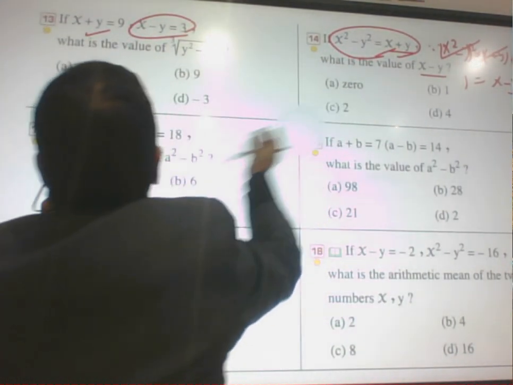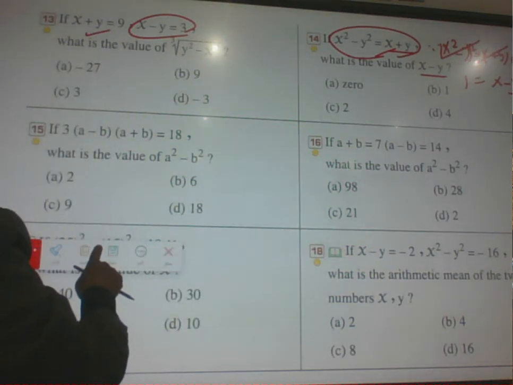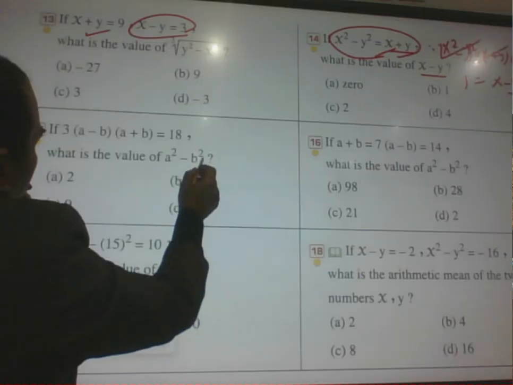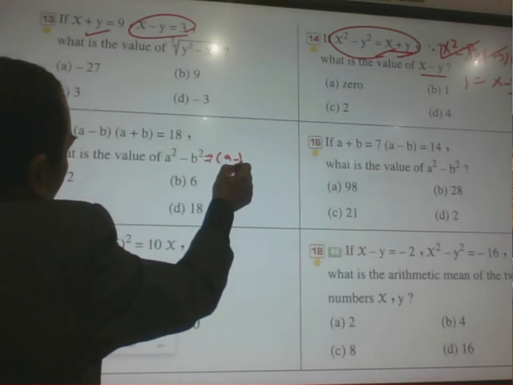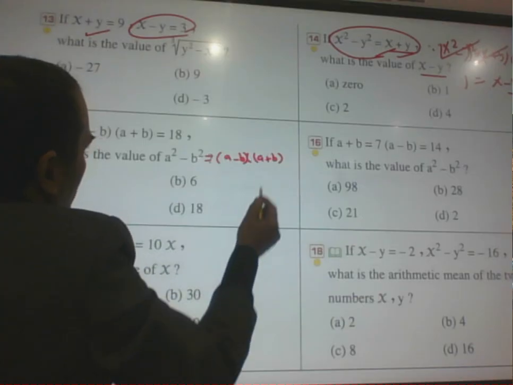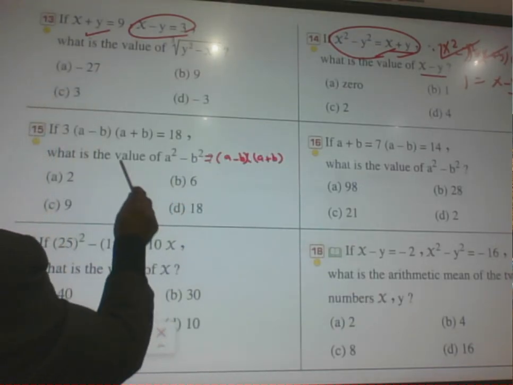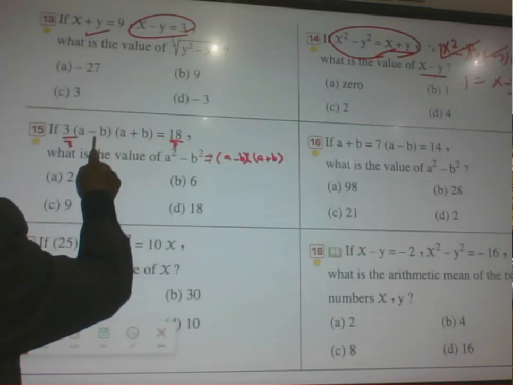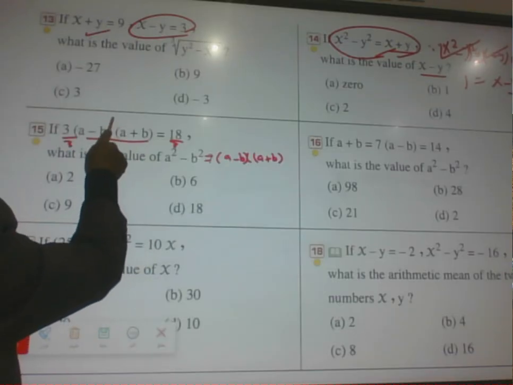Okay. If 3 product a minus b, product a plus b equals 18, what is the value of a power 2 minus b power 2? We can factorize this expression, a minus b, product by a plus b, okay? He gives me this information. Look at here, we divide by 3 here. Then a minus b product a plus b equals 6.